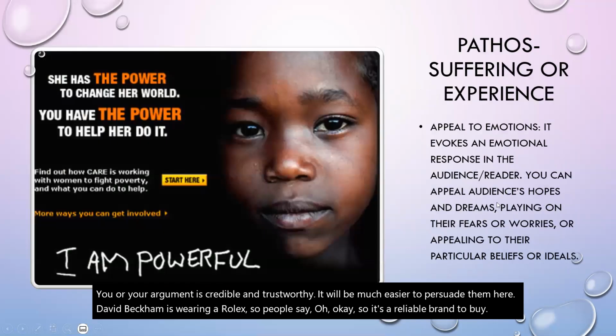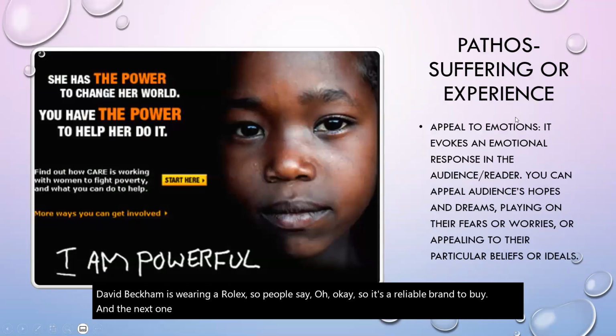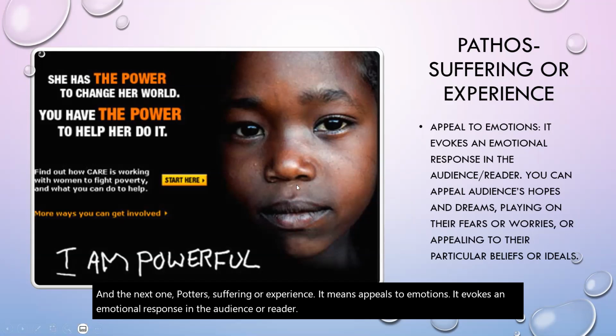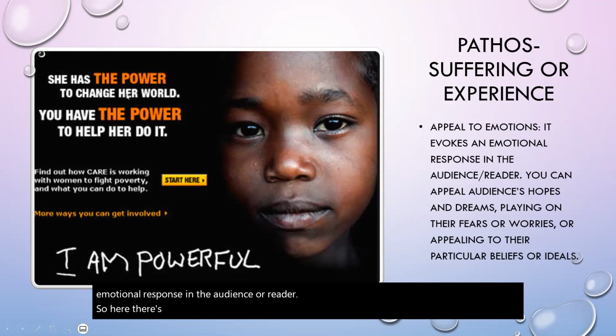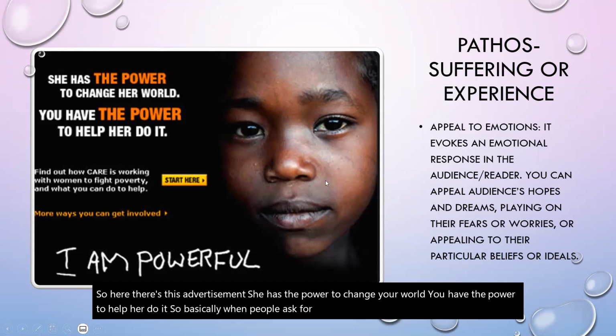And the next one, pathos, suffering or experience. It means appeals to emotions. It evokes an emotional response in the audience or reader. So here there's this advertisement. She has the power to change your world. You have the power to help her do it. So basically, when people ask for donations, they use these kind of advertisements.